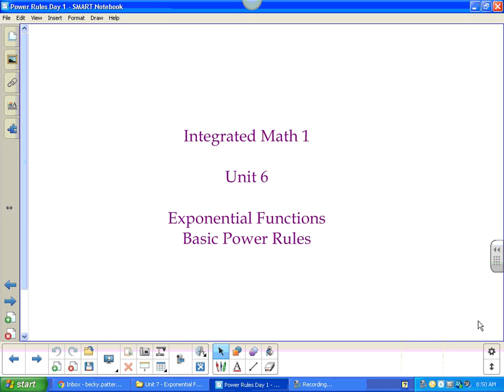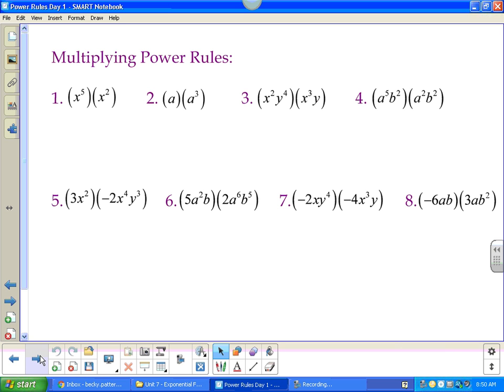Today's lesson is on basic exponential power rules. The first power rule we're going to look at is multiplying powers. The rule is when you multiply, you add your powers. So x to the fifth times x to the second. Well, 5 plus 2 is 7. So this would be x to the seventh.